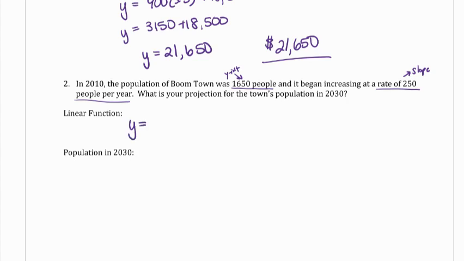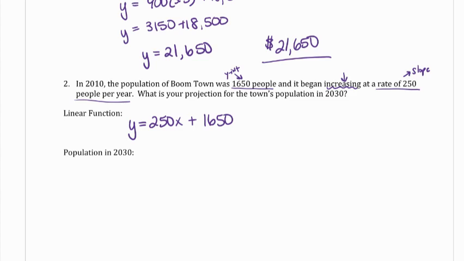So y equals my mx, my slope was 250. It is increasing. I'm going to pay attention to that. If it's increasing, I want a positive 250 here. If this was decreasing, then I'd want to make that a negative 250. So make sure you pay attention to whether our rate is increasing or decreasing. Okay, so mx, so 250x, plus our y-intercept, or plus b, we started with 1,650 people. And our population's growing, right?